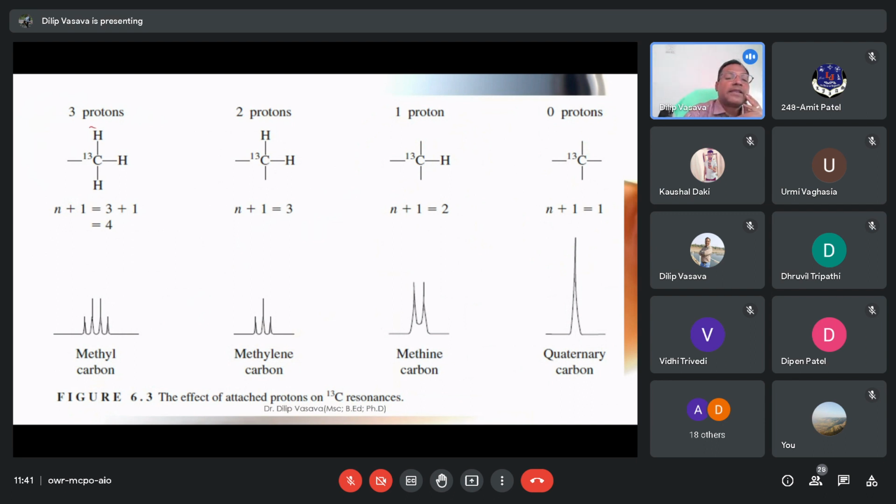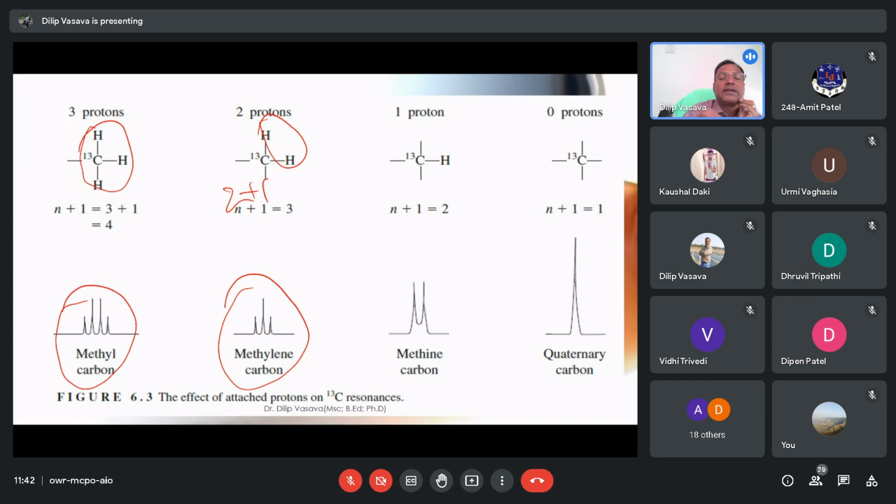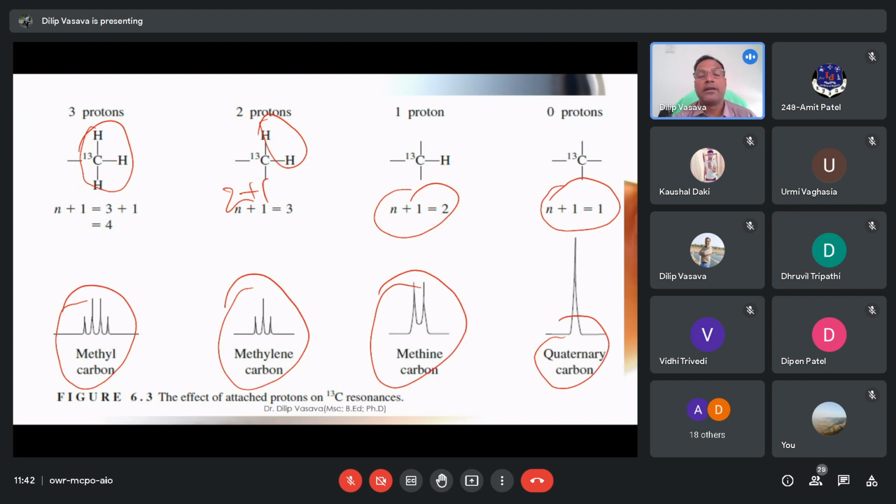Three protons are there, so it is the methyl proton, so it gives the quartet. Two protons are there, so it gives 2 plus 1, 3, so it is a triplet. One proton is there, so it is a methine proton, gives the doublet. Where 0 proton is there, it is a quaternary carbon, so it gives only one peak.